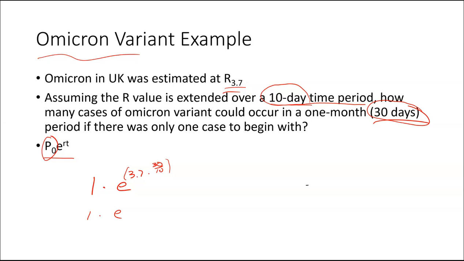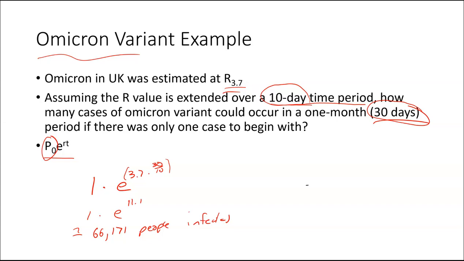Okay, I'm punching numbers on my calculator. So this will be about 11.1. So 1 times e to the 11.1 gives us about 66,171 people infected. So a single person infected with the Omicron variant after 1 month's time could result in about 66,000 people being infected with an R value of 3.7. So, a super contagious strain of coronavirus. And that's why we saw that huge spike.